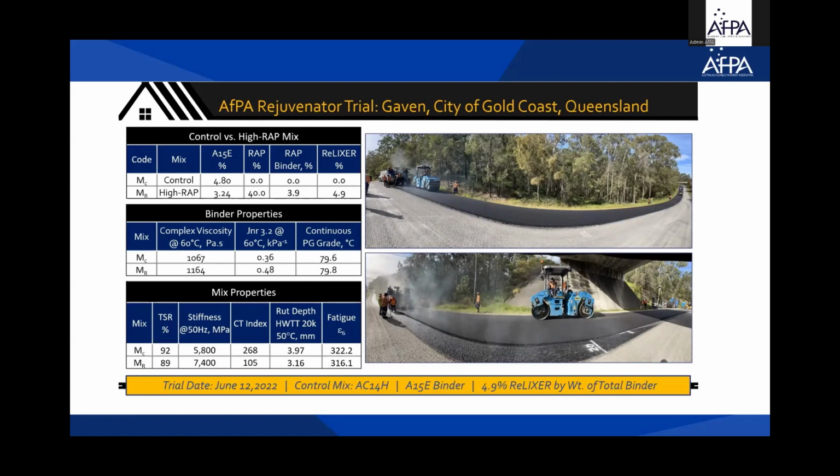You can see a close match in the complex viscosity at 60 degrees, a close match in the extracted continuous grade, as well as a good number on the JNR.